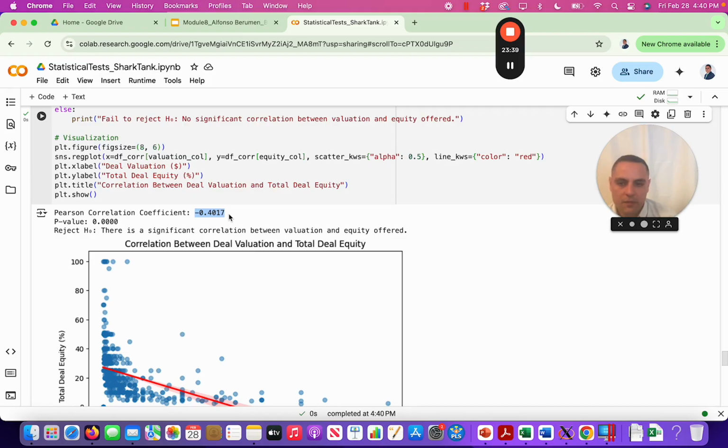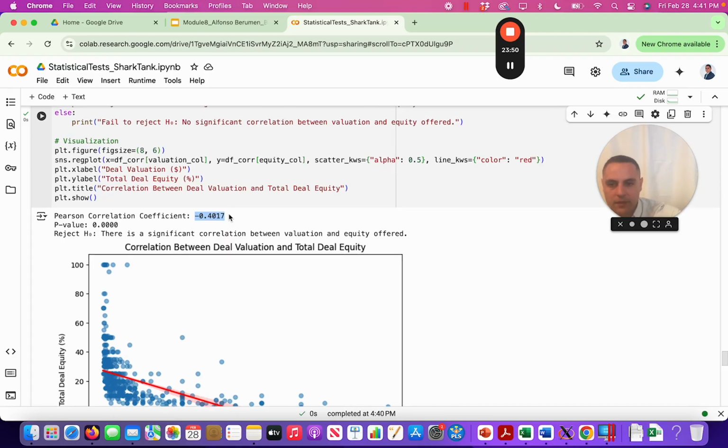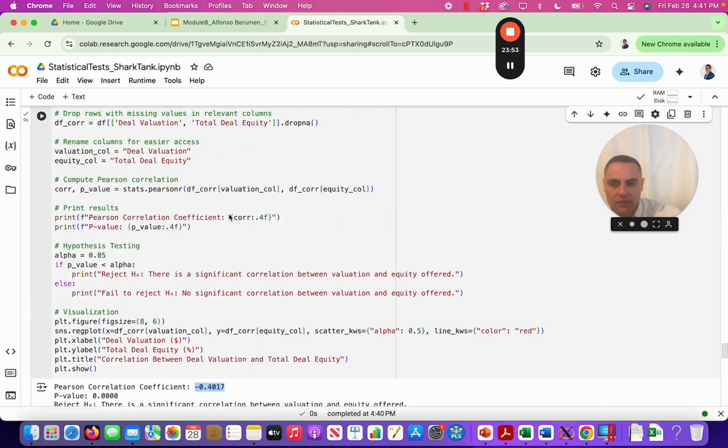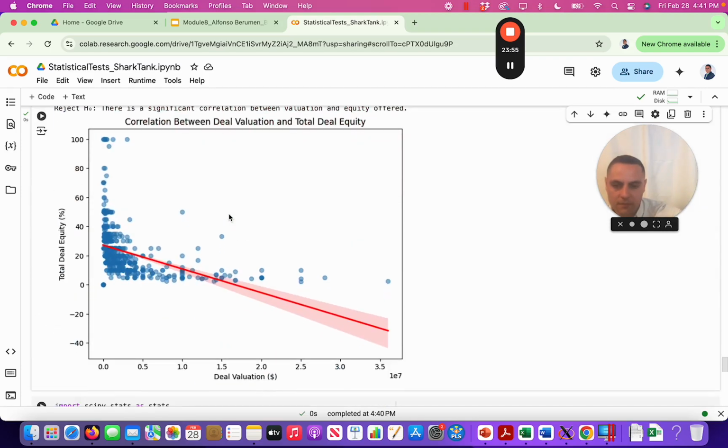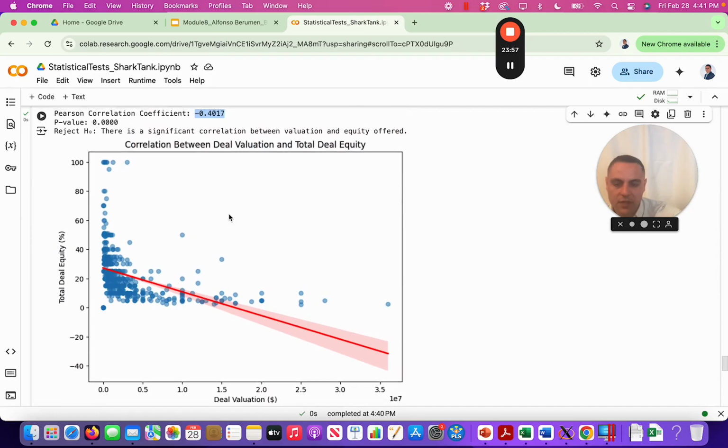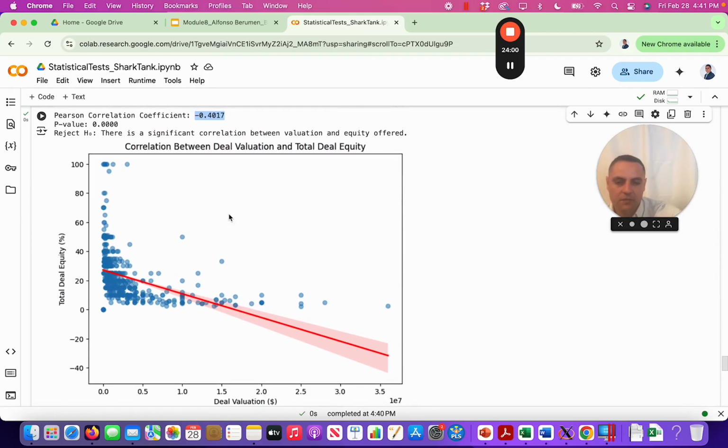It does also produce a p-value, so we can reject the null here, right? There is a statistically significant correlation between valuation and equity offered, and it's negative. And the way we interpret this is as the deal valuation increases, the total deal equity decreases, right? So there's a negative relationship between these two variables.